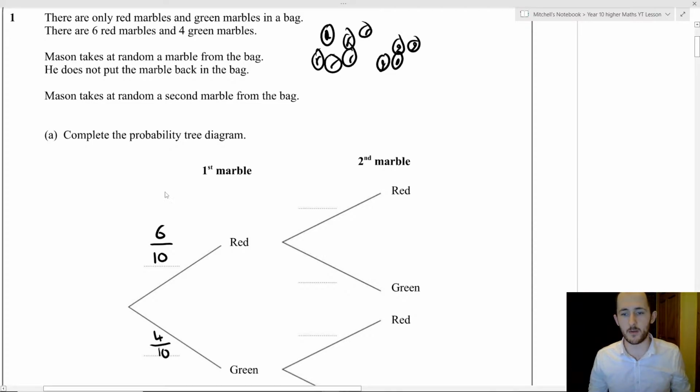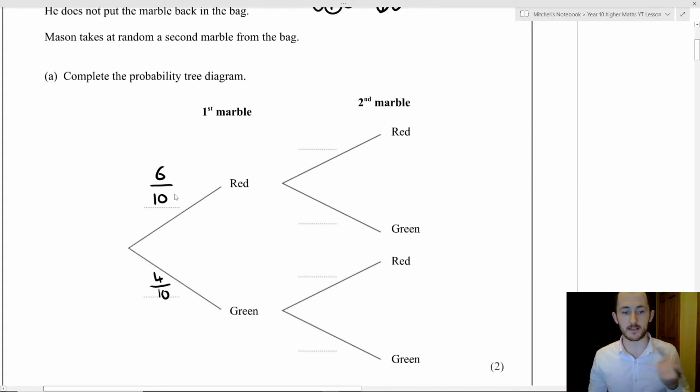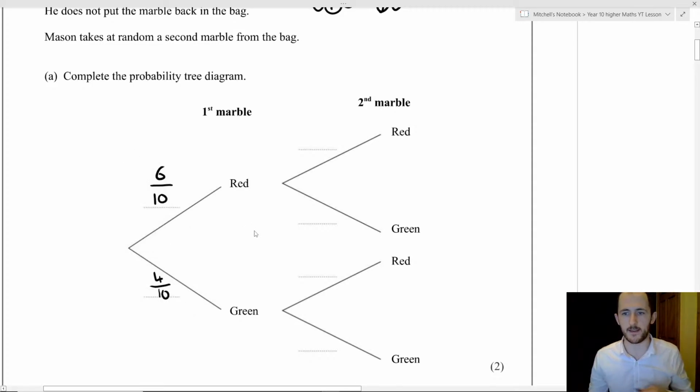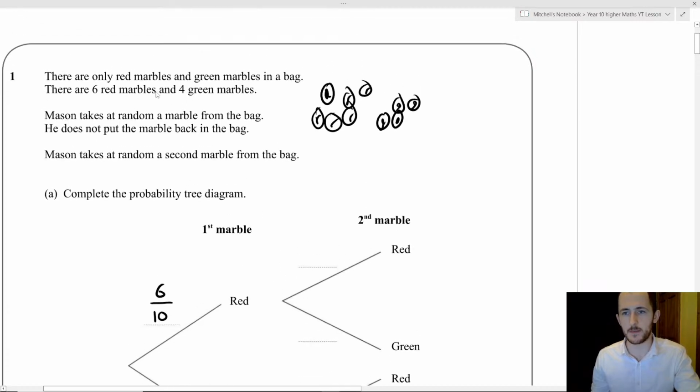Now, one thing to note about probability tree diagrams, and this is a good way to check if you've done it correctly, is that across the branches, it should add up to 1. Because all probabilities add up to 1. So 6 over 10 plus 4 over 10 gives me 10 out of 10, which is 1. So we're correct there. Now here's where it gets a bit tricky.